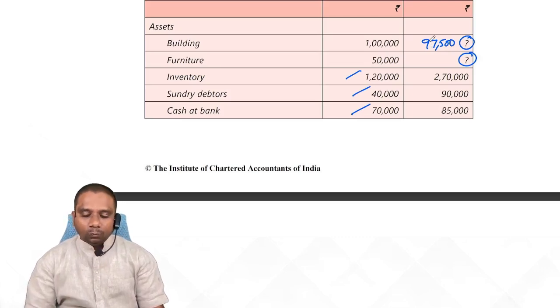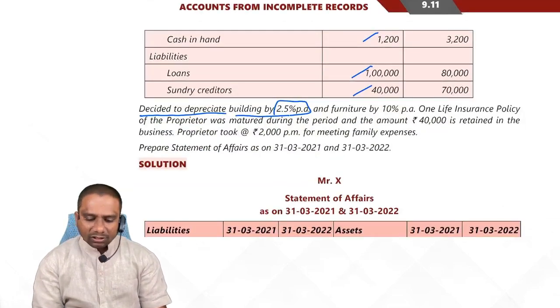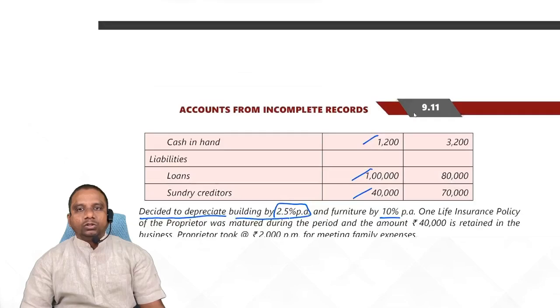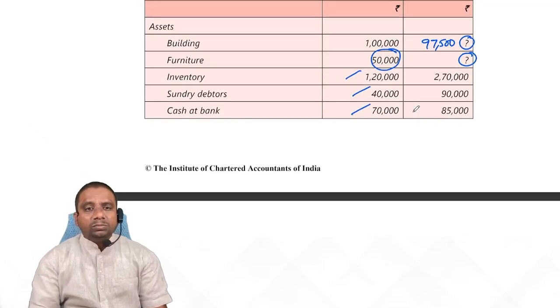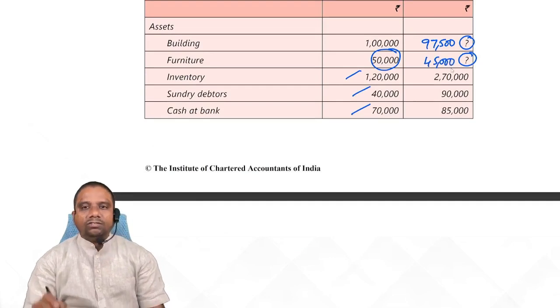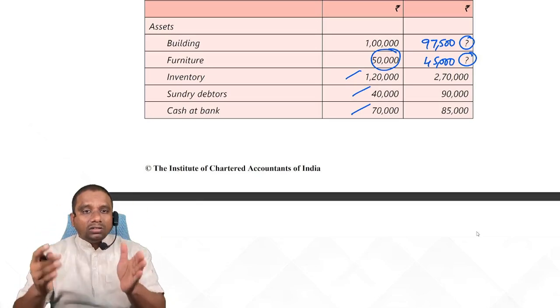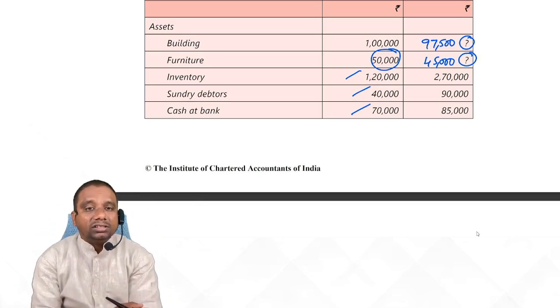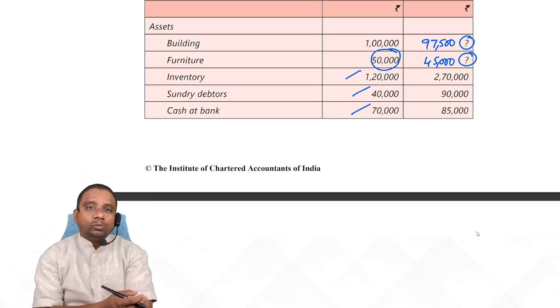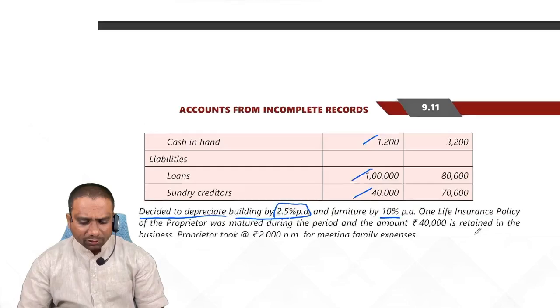97,500 building value. Furniture we have 50,000 rupees. So what is the depreciation on furniture? 10% per annum. So simply 5,000 is the depreciation. So remaining furniture value 45,000. Now we consider all these assets and liabilities in the statement of affairs. So here we have to prepare the opening statement of affairs, at the same time the closing statement of affairs. Look at students.